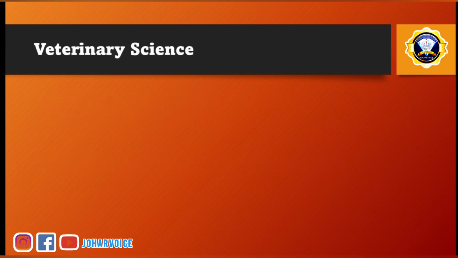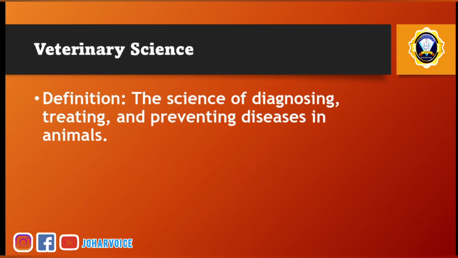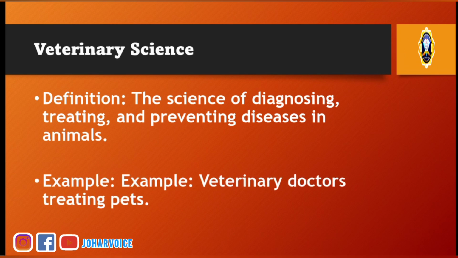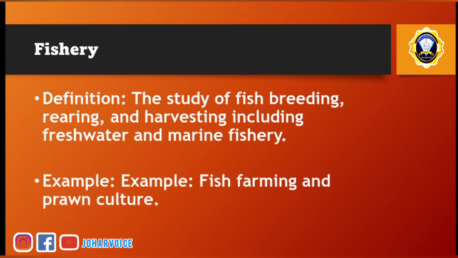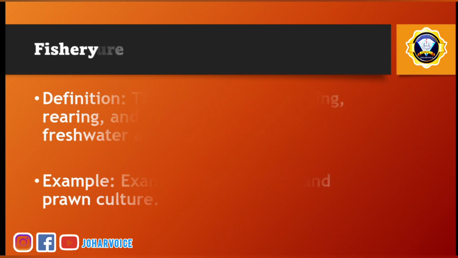Veterinary science, it deals with the diagnosis, treatment, and prevention of diseases in animals. For example, veterinary doctors treat pets and farm animals. Fishery, it is the science of breeding, rearing, and harvesting fish. It includes both freshwater fishery and marine fishery. For example, fish farming and prawn culture.